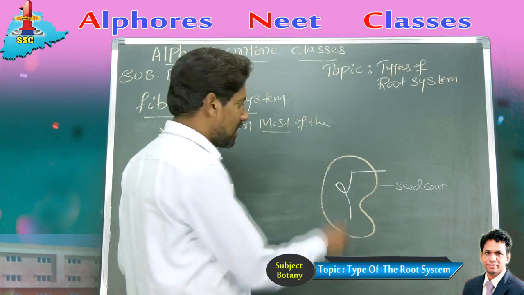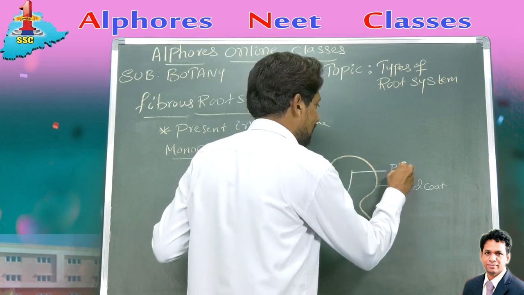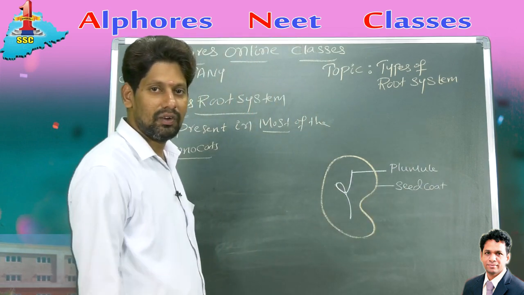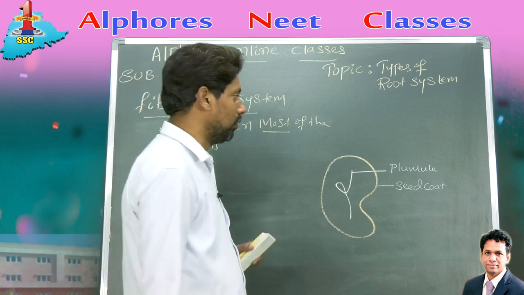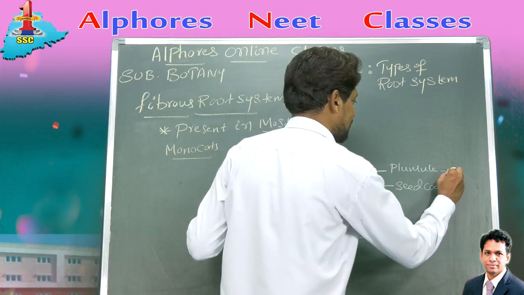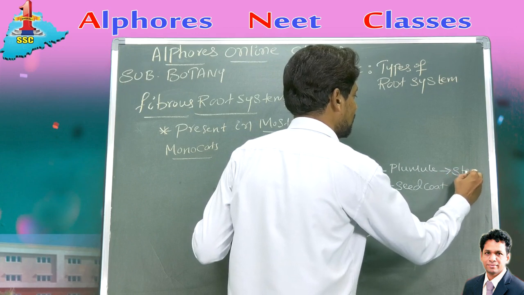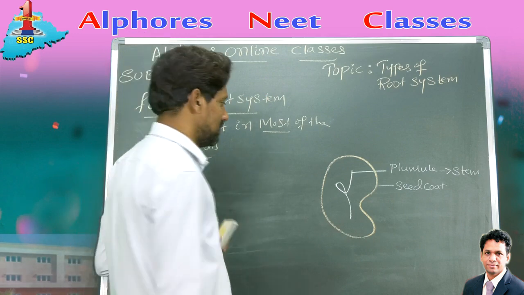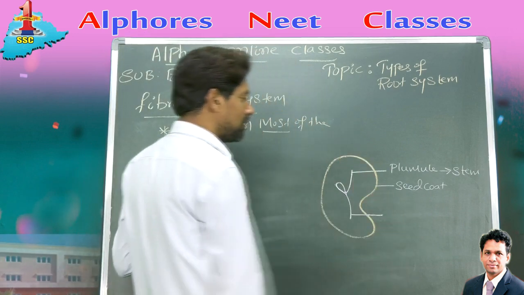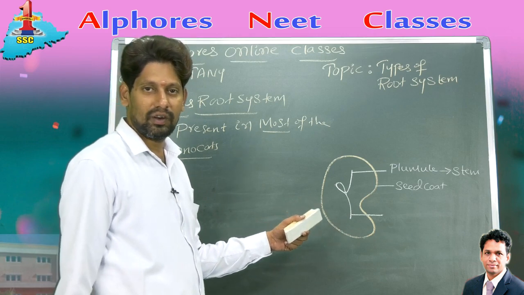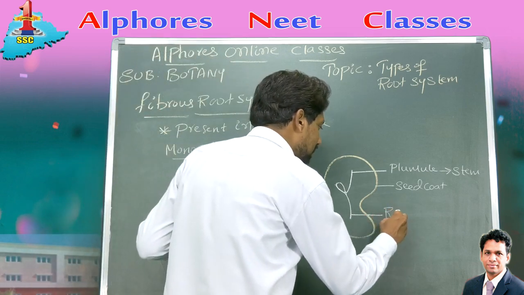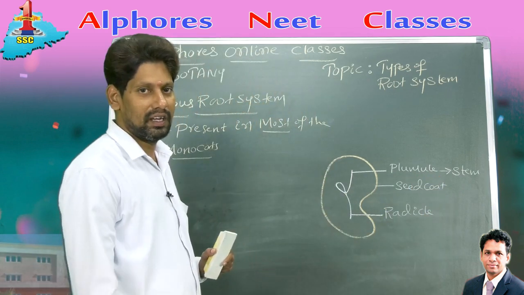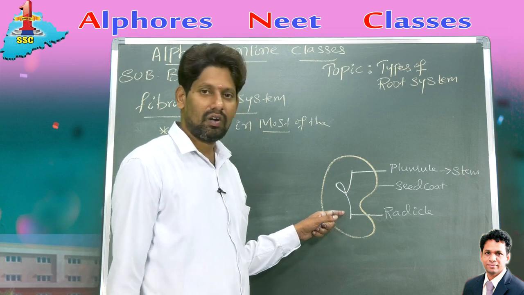This is the upper end of the embryonal axis. The upper end of the embryonal axis is called what? Plumule. Plumule later develops into what? Stem. Plumule develops into stem. Is it okay? Now, this is which end of the embryonal axis? The lower end, which is called radicle.